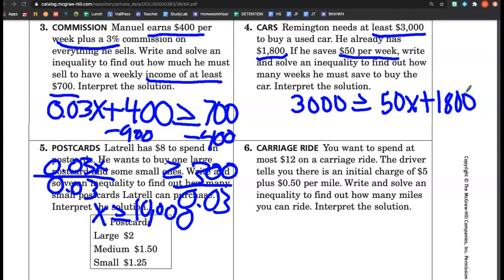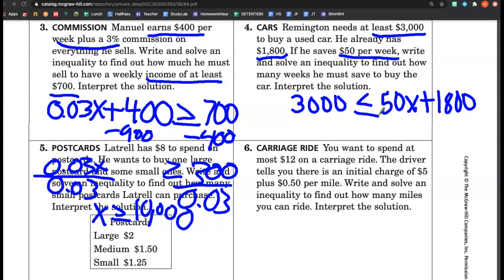Pause for a second. I think when you guys originally wrote it, you wrote your x first, didn't you? Did you write 50x plus 1,800? Your inequality symbol is wrong. So do we flip it? Yes. Because what you say right now is that 3,000 is the greatest amount. Could I earn more than that and still make 3,000? Yes. So it has to be that way.